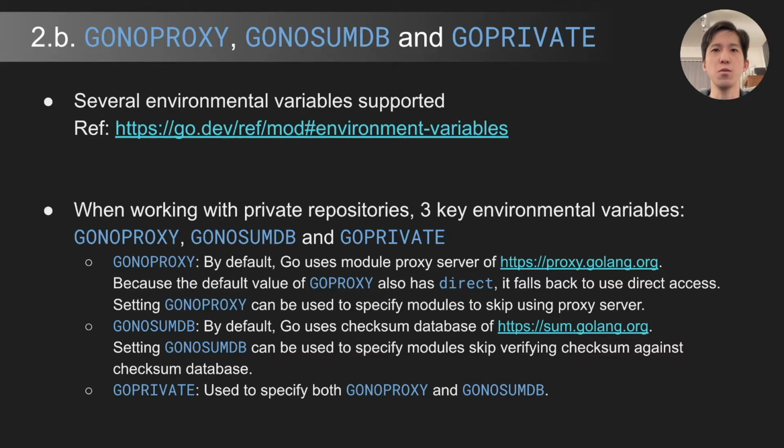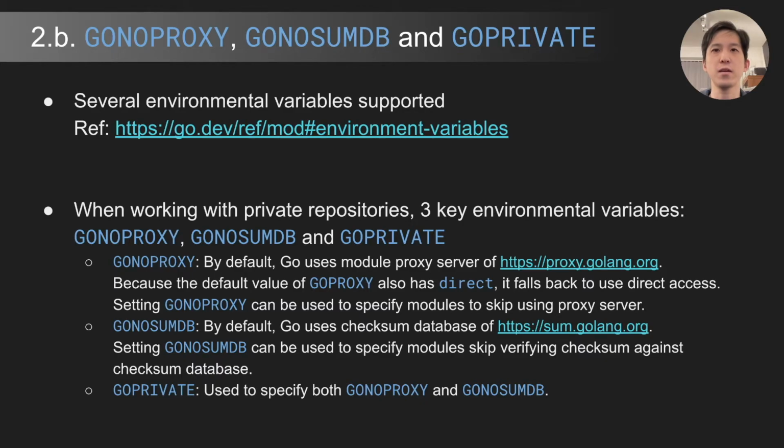This one is more significant than GONOPROXY. By default, Go uses Google's checksum database to verify the checksum, and if it doesn't find a matching entry in the database, it rejects adding the module. But the checksum database will never have the entries for private modules and repositories. GONOSUMDB can be used to specify paths to not check against the checksum database.